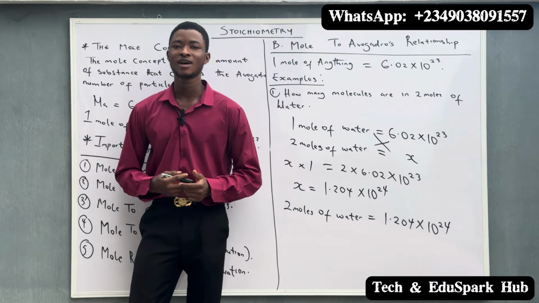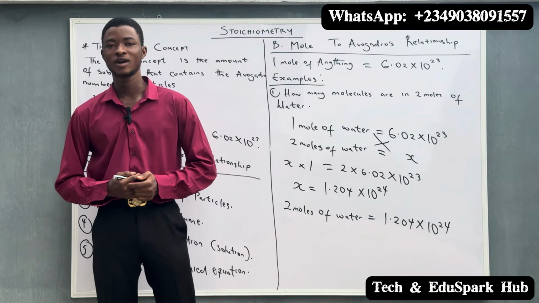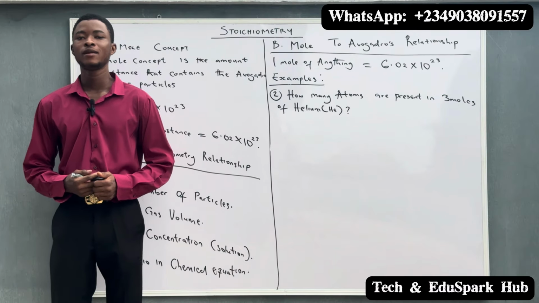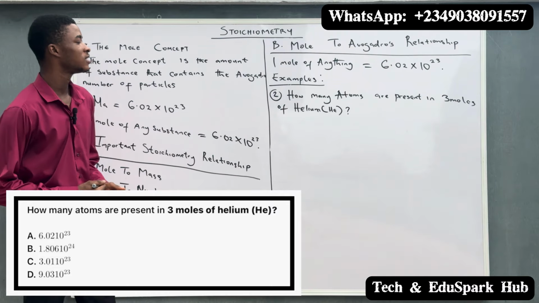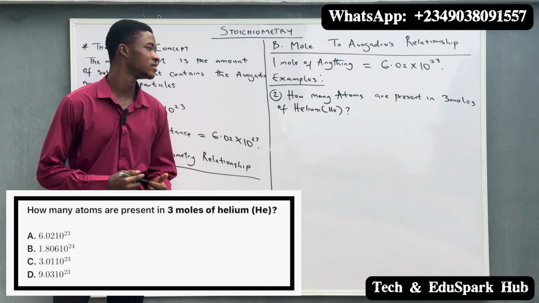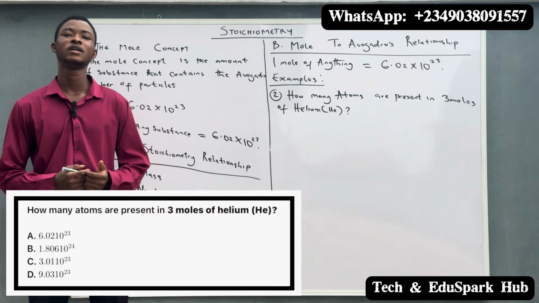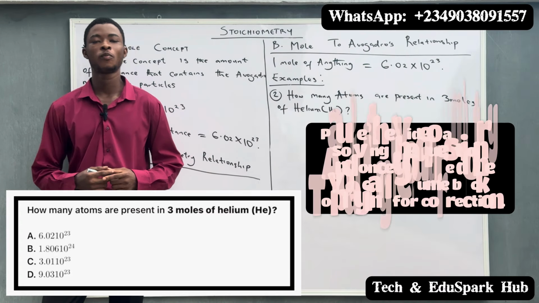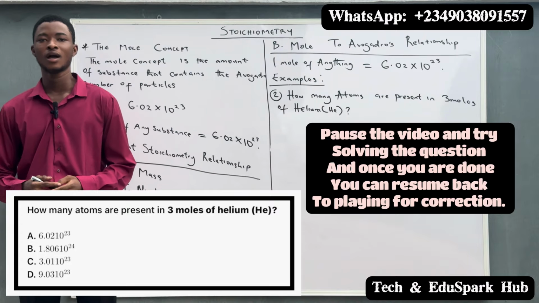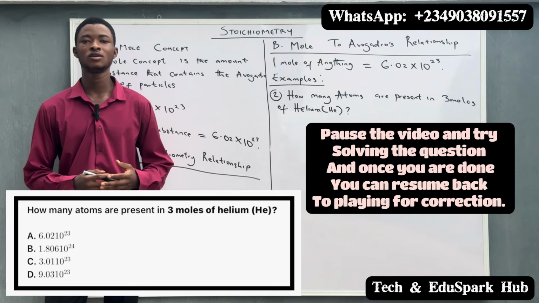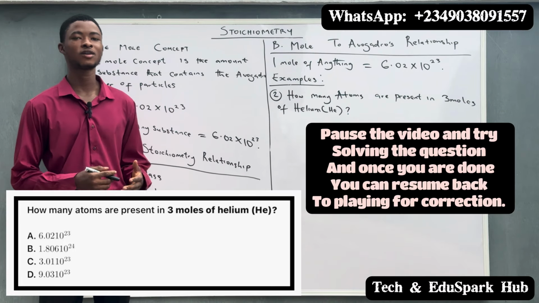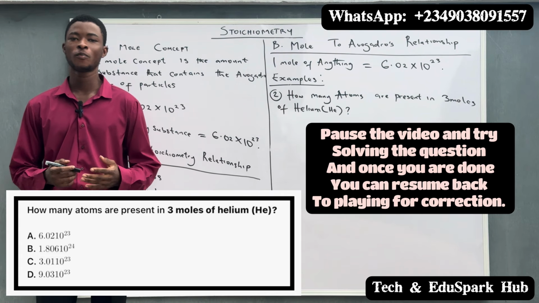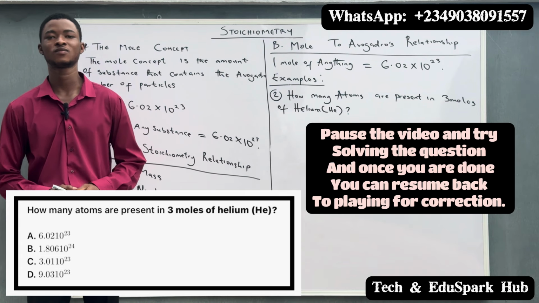So let's look at the last example on mole to Avogadro's relationship. As displayed on the screen, the question says how many atoms are present in 3 moles of helium, He. Can you try to pause this video and solve this question? Once you are done solving, you can resume the video, see my solution and mark yourself right or wrong. So pause this video now and give it a try.